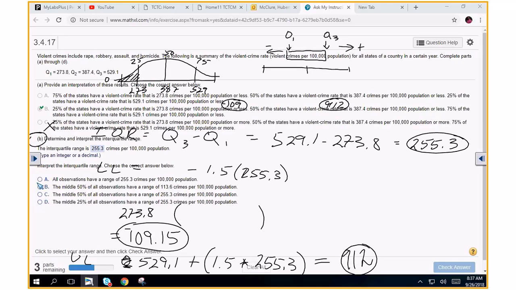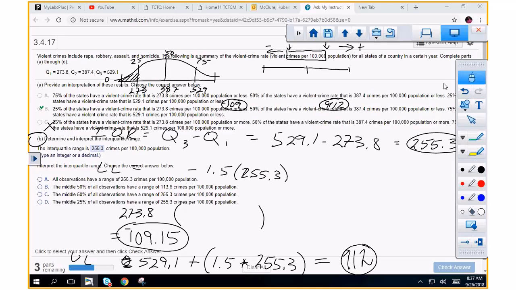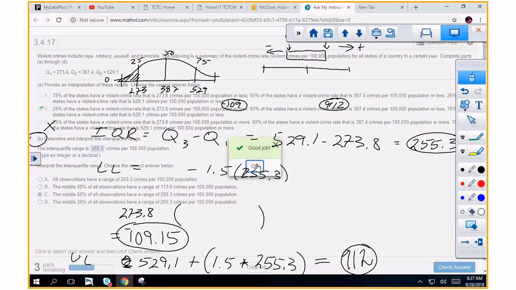It would be the middle 50% and middle 50%. So let's go with C. And we feel good about ourselves.